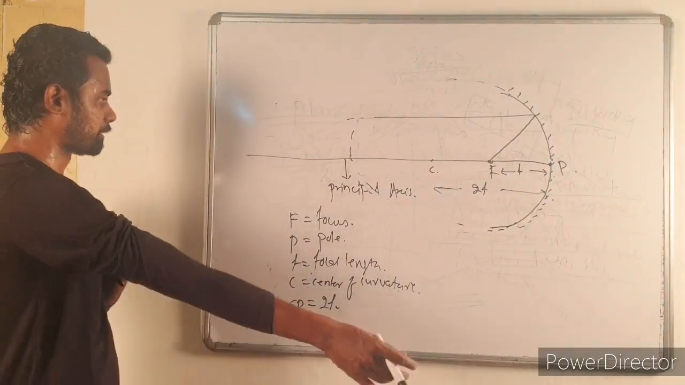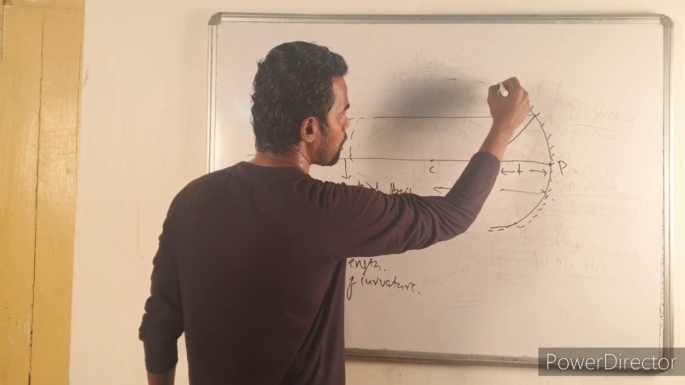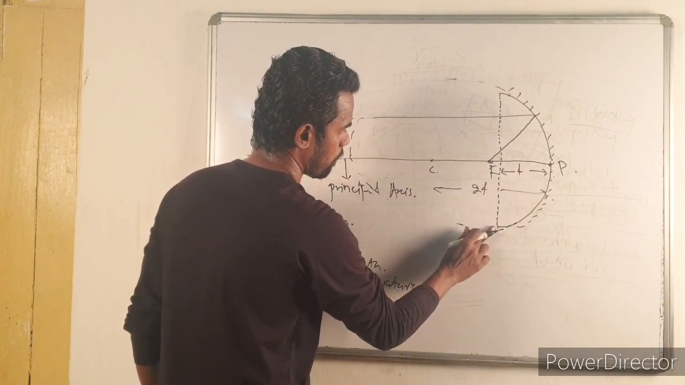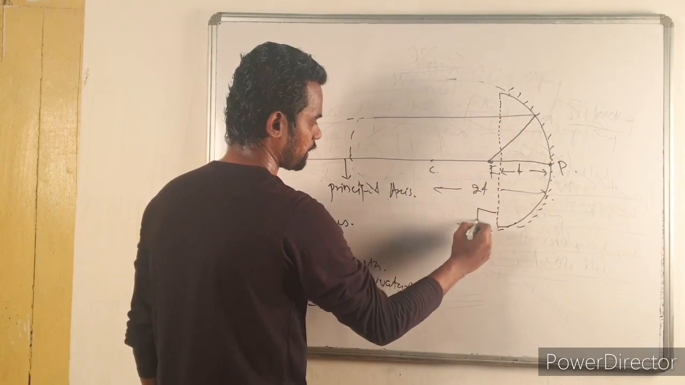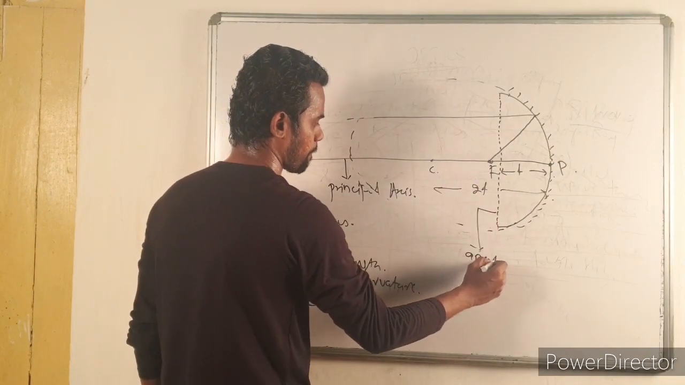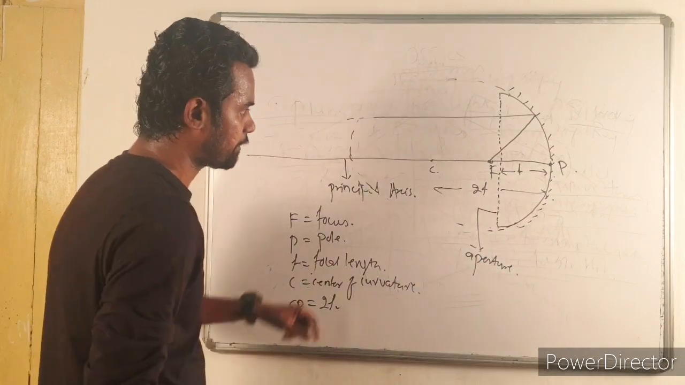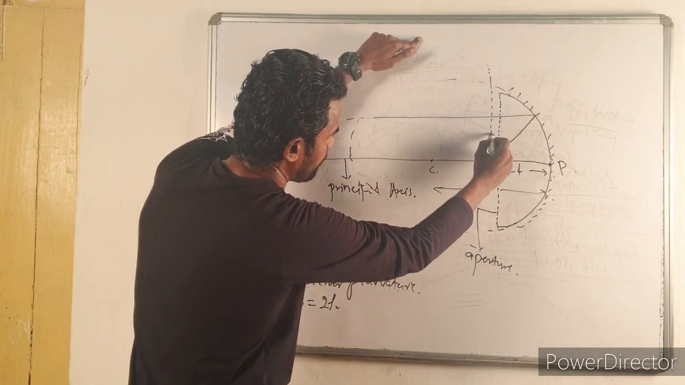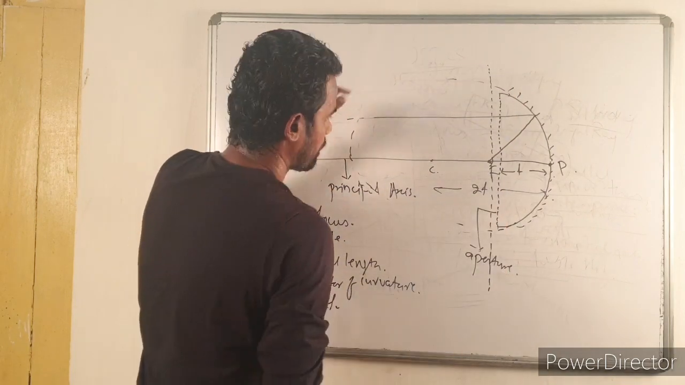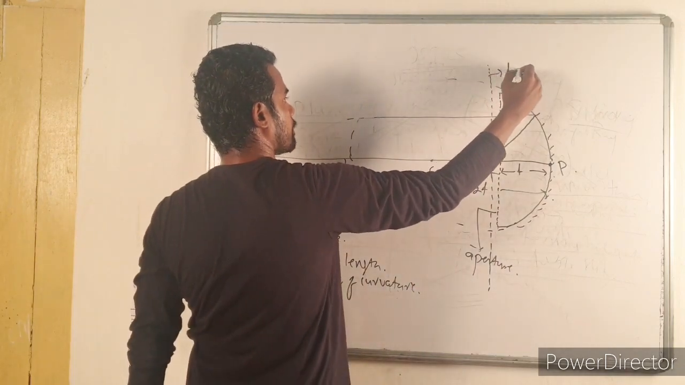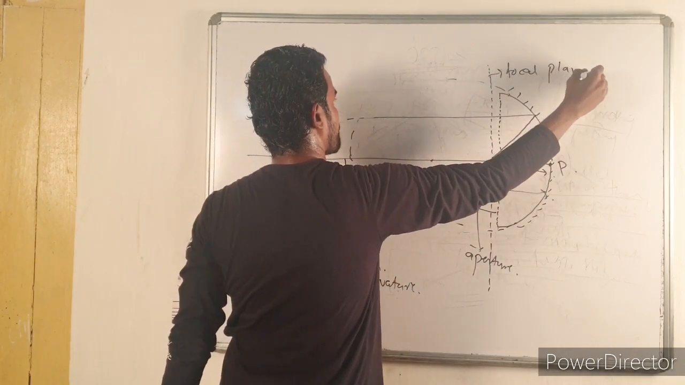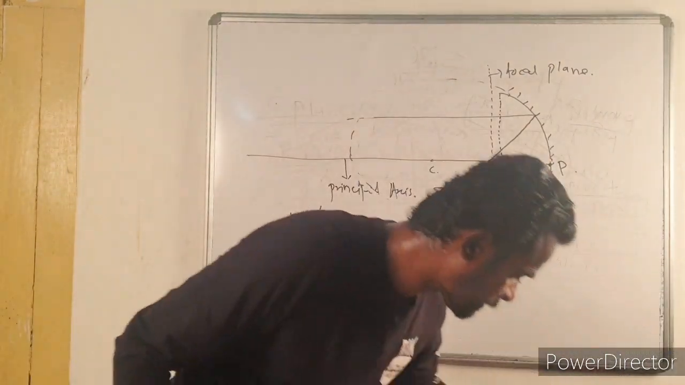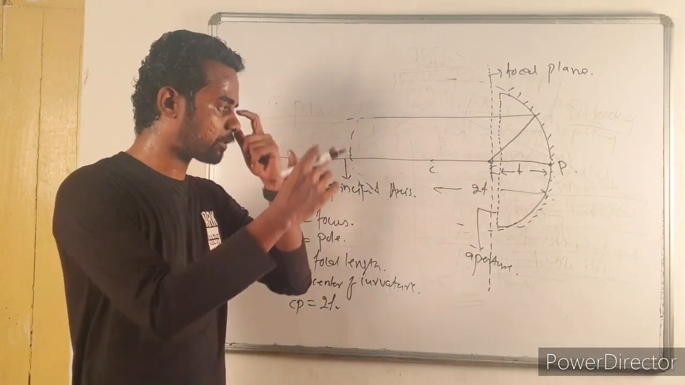Alright. Now another thing is this one. Point to point. This one is called the aperture. And the plane perpendicular to the axis going through the focus is called the focal plane.